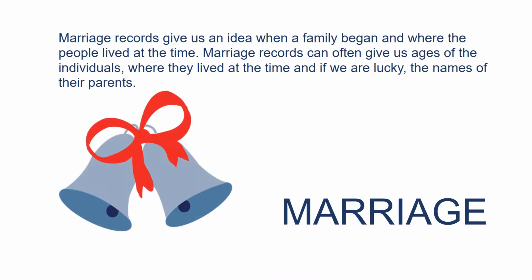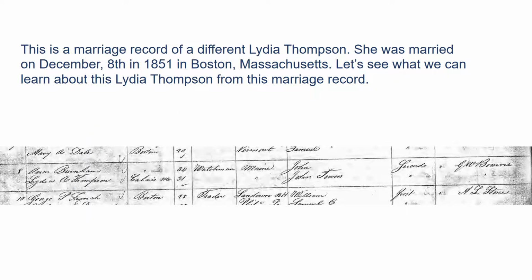Marriage records give us an idea when a family began and where the people lived at the time. Marriage records can often give us ages of the individuals, where they lived at the time, and if we are lucky, the names of their parents. This is a marriage record of a different Lydia Thompson. She was married on December 8th in 1851 in Boston, Massachusetts. Let's see what we can learn about this Lydia Thompson from the marriage record.